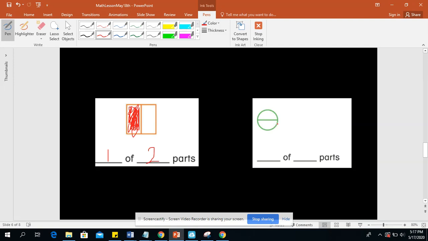Now here we have a circle with 2 equal parts. What if both halves are shaded in? And again, I'm trying my best to color it in. It's hard on a laptop. So with this circle here, I would say there are 2 of 2 parts shaded in. So 1 of 2 parts and 2 of 2 parts.